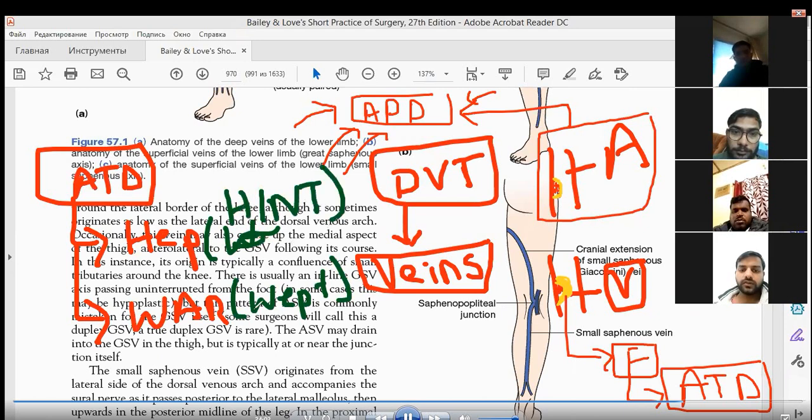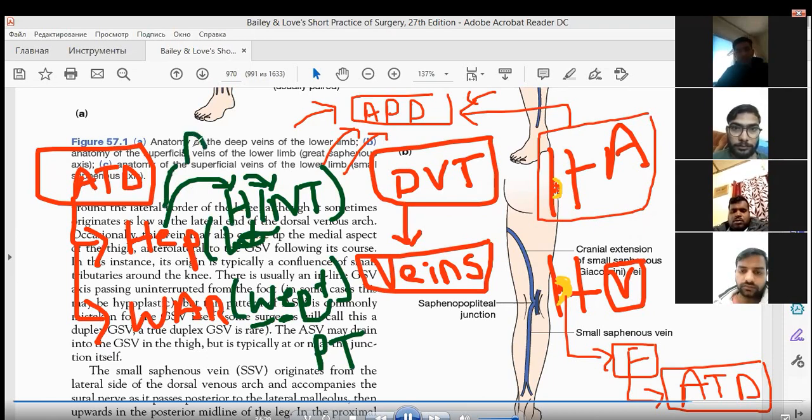So see here, warfarin acts on the extrinsic coagulation pathway, and you have to check the PT level of the patient. Heparin acts on the intrinsic pathway of the patient, and you have to check APTT. INR range is 1.5 to 2.5.